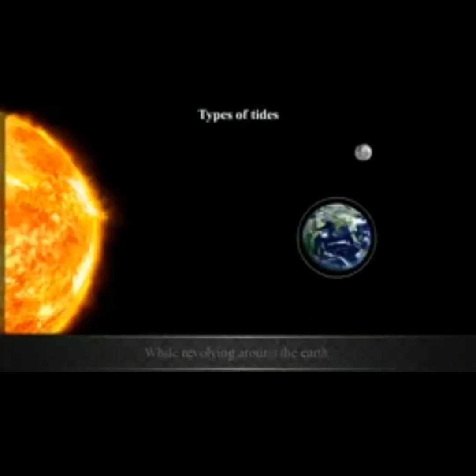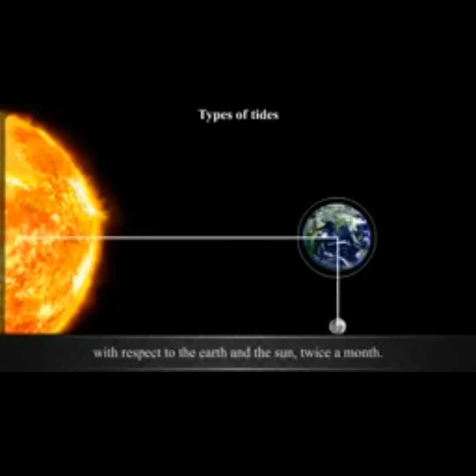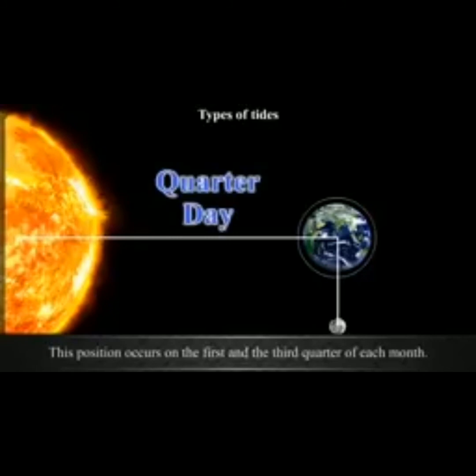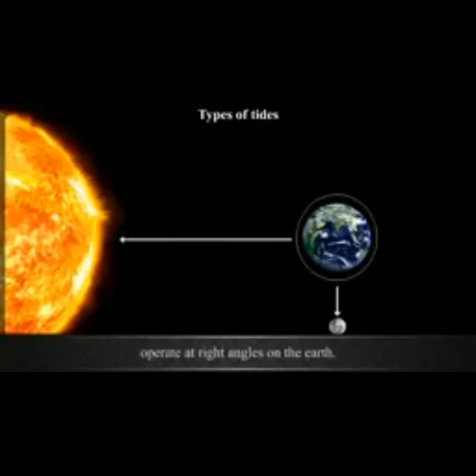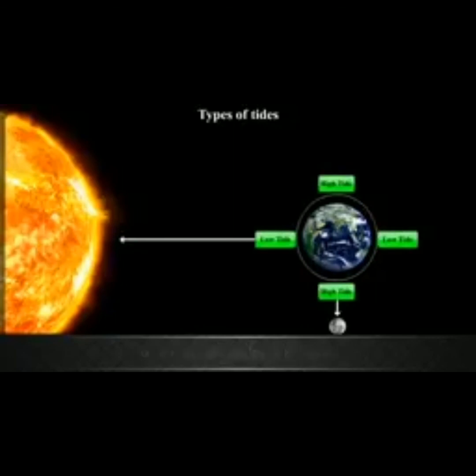Neap tide. While revolving around the earth, the moon makes a right angle with respect to the earth and the sun twice a month. This position occurs on the first and the third quarter of each month. On both these days, the forces of both the sun and the moon operate at right angles on the earth. At the places where the sun causes high tide, the gravitational pull of the moon, which is at right angles, also acts on the sea water.